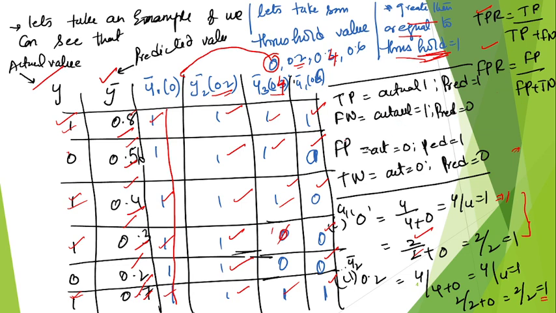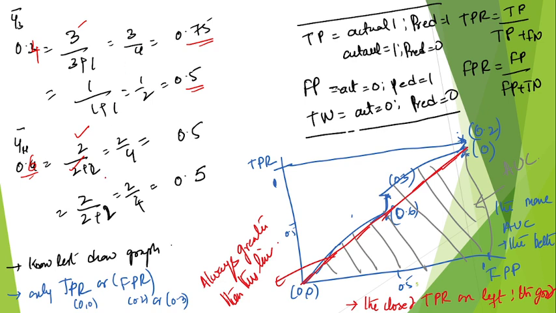FN is actual 1, predicted 0. Actual 1 and predicted 0. I have got 2 such cases. So that's 2 by 4, which is 0.5. And here also I've got 0.4. So this is the same formula for TPR and FPR.